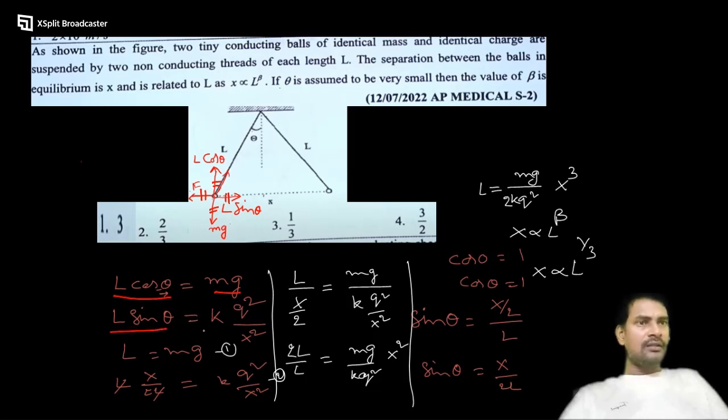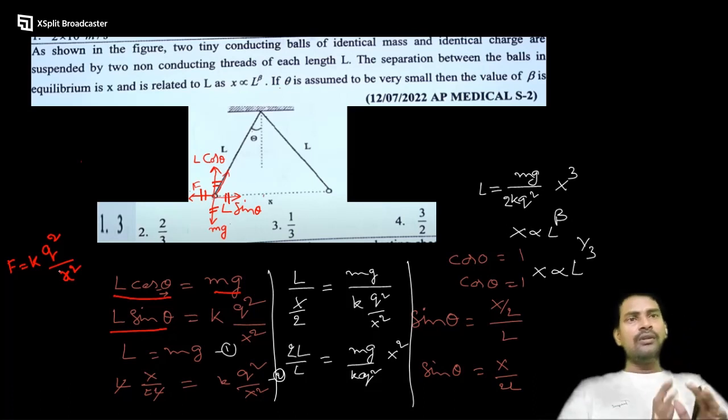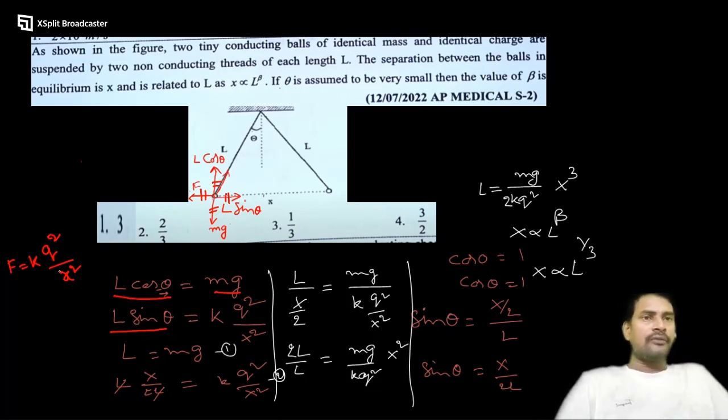T sin theta is equal to this Coulombic force F, which can be written according to Coulomb's law as k into the product of charges. There are two metal balls. I am assuming the charge of each metal ball as q. Then q into q is q square. And the distance between them is x, that was given in the question. That's why I have written x square. So F is equal to k into q square by x square. So I make T sin theta equal to k into q square by x square.